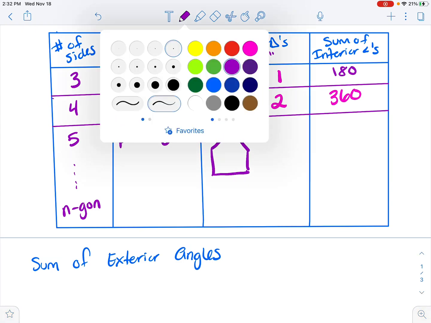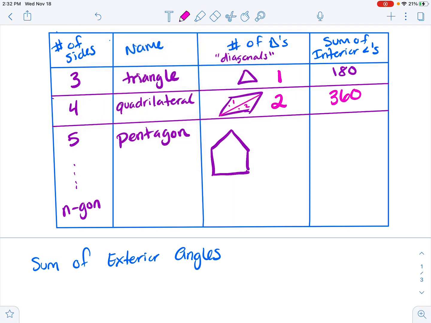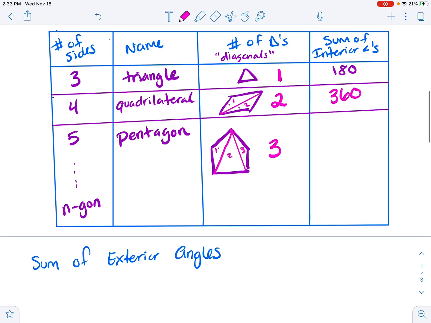Now we're going to draw in our diagonals. So I'm going to pick one vertex. I'll just pick the top one, it's easiest. And we're going to split this guy into triangles. So here's one diagonal. Here's my other diagonal. So how many triangles did we just make? 1, 2, 3. Now each triangle adds to 180. So I have 180 plus 180 plus 180, which is 540.